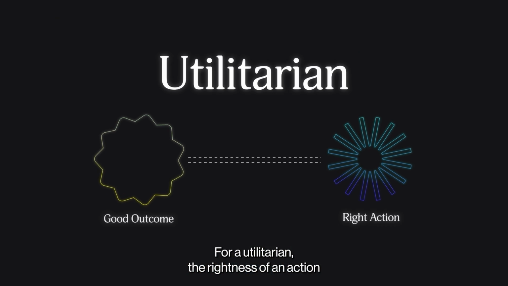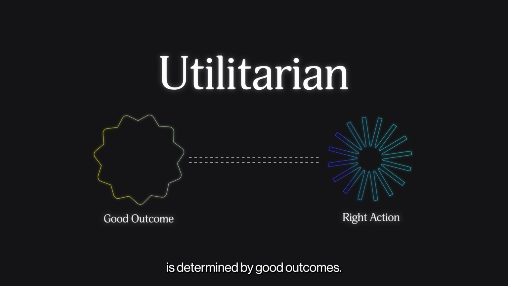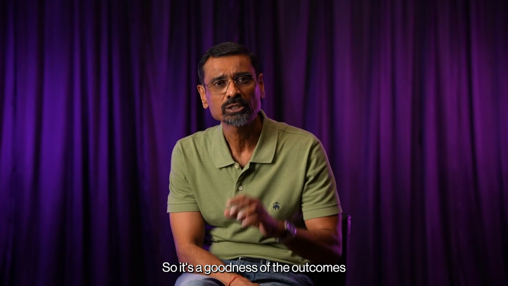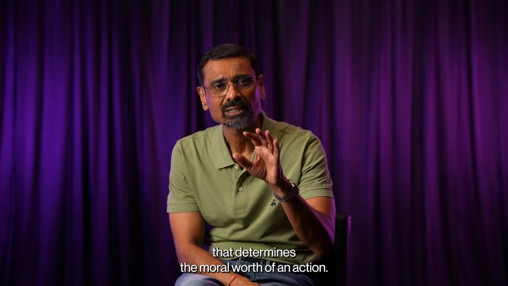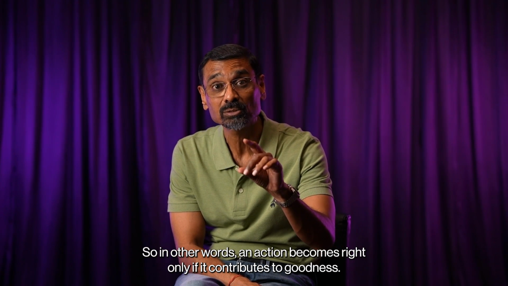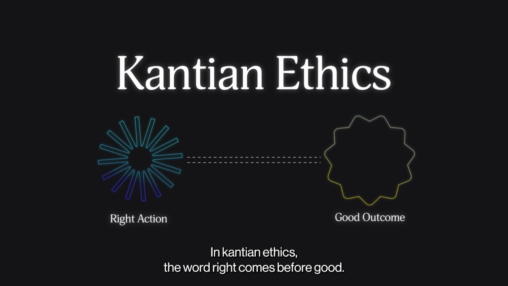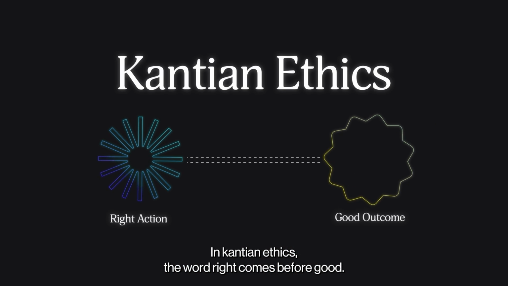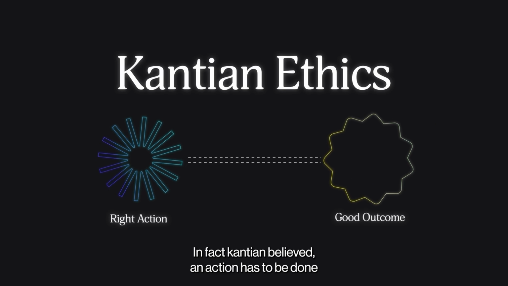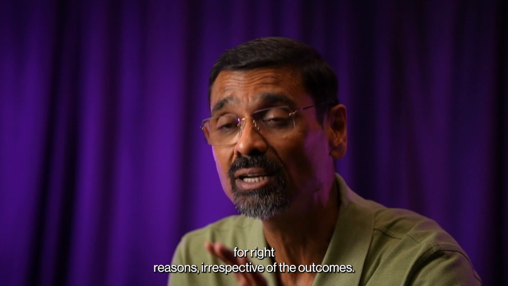For a utilitarian, the rightness of an action is determined by good outcomes. So it's the goodness of the outcomes that determines the moral worth of an action. So, in other words, an action becomes right only if it contributes to goodness. In Kantian ethics, the word right comes before good. In fact, Kantians believed an action has to be done for right reasons, irrespective of the outcomes.